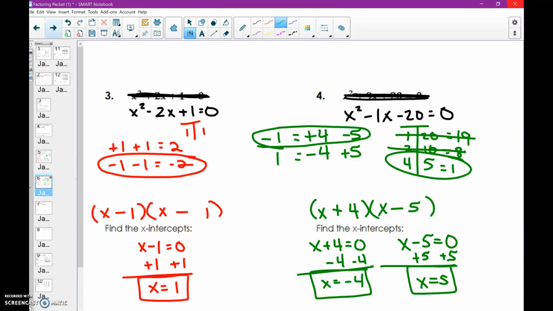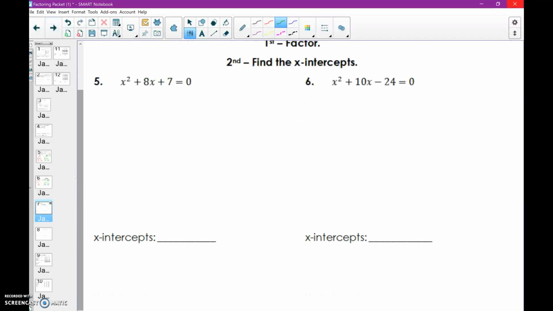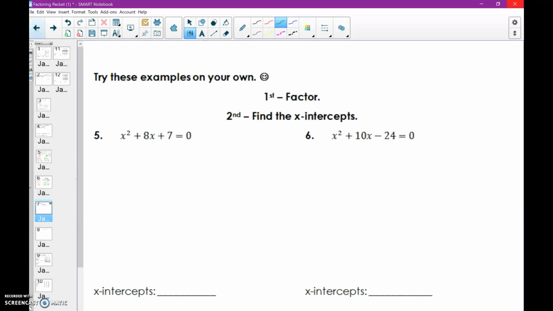On the next page, once you've copied this, please make sure to add extra notes for yourself if you need. If you need to put some things on the side, go for it. You don't have to just write what I write. Then you're going to flip over and try these 2 and these 2 at the bottom. Alright, should be good practice. Please check with the teacher when you're done to see if you did it correctly.